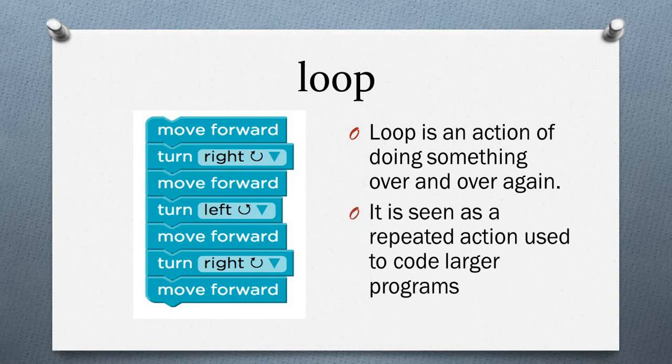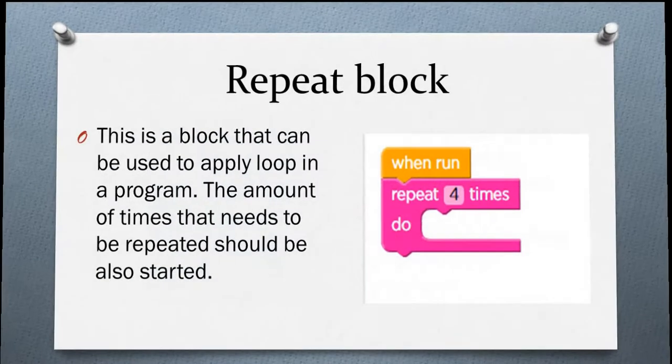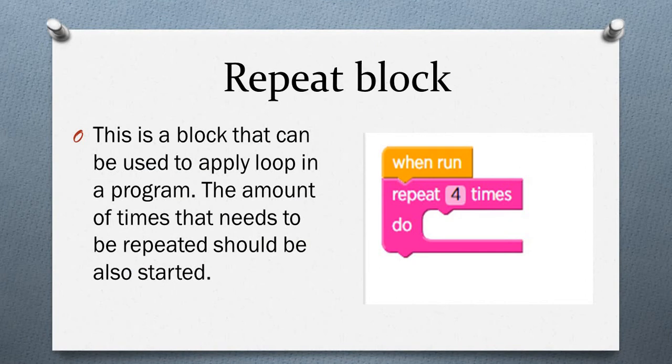Loop can also be seen as a repeated action that is used to code larger programs. When the work that you're supposed to be coding is much, you just apply loop. Now, in our blocks, we have nothing like the loop block. Instead, we have a block that helps us in loop. That block is called the repeat block. The repeat block is a block that can be used to apply loop in a program.